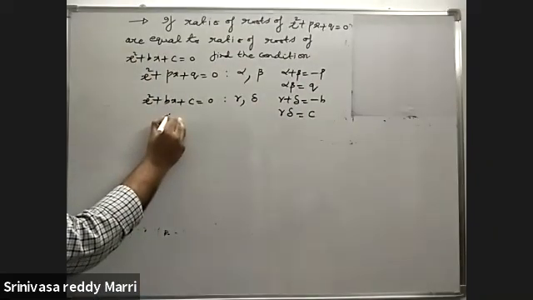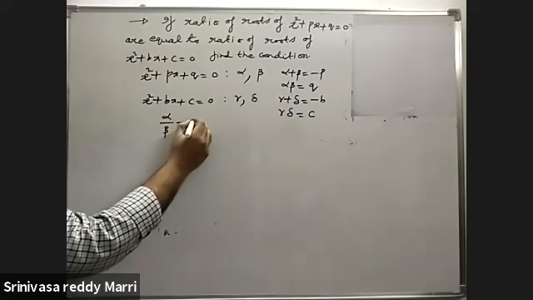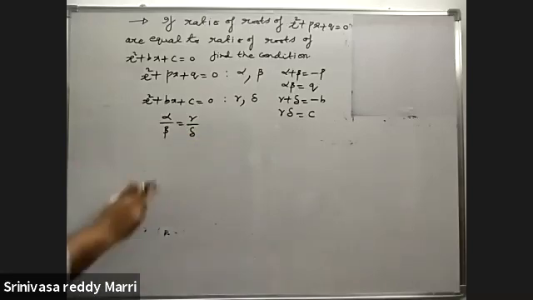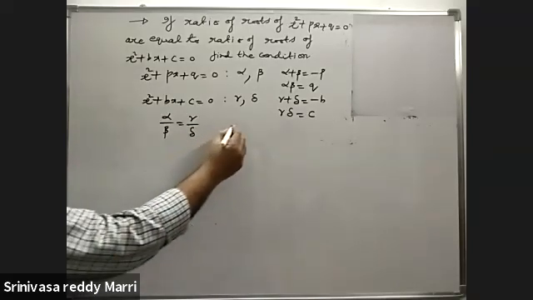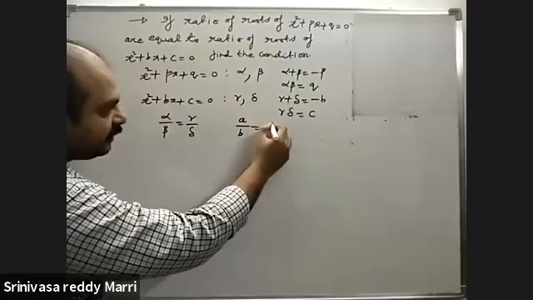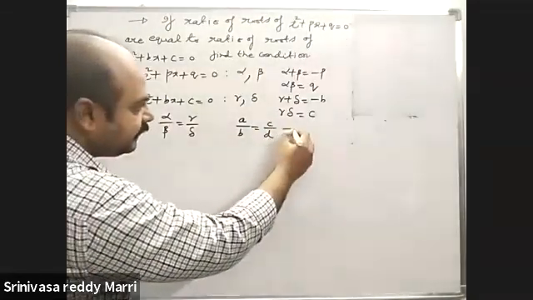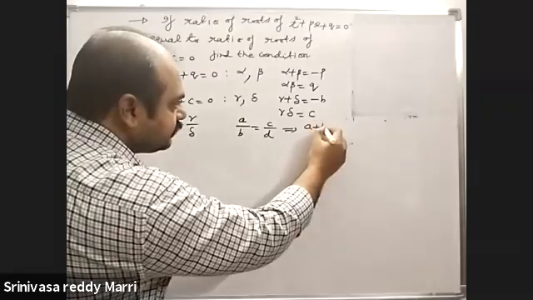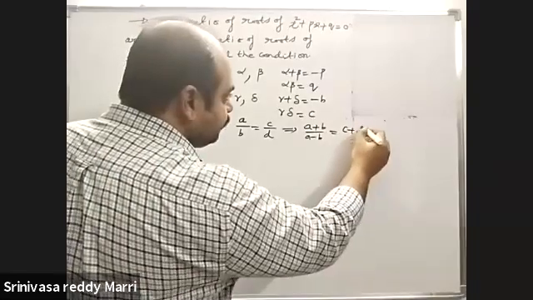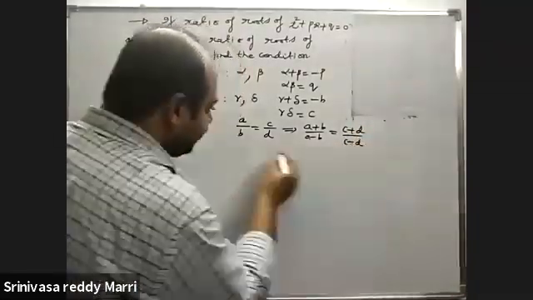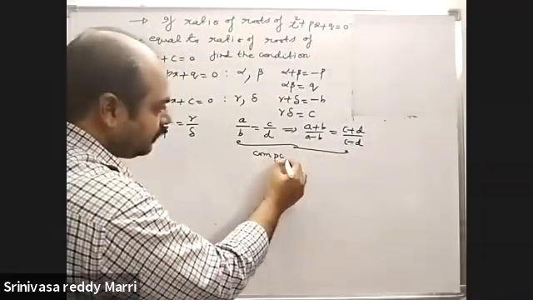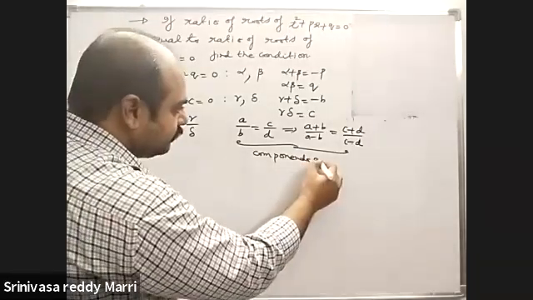Ratio is same means alpha by beta equal to gamma by delta. This ratio is same, given. Now look at, everybody knows componendo and dividendo. Componendo and dividendo means what? If A by B equal to C by D implies A plus B divided by A minus B equal to C plus D divided by C minus D. This is called componendo and dividendo.